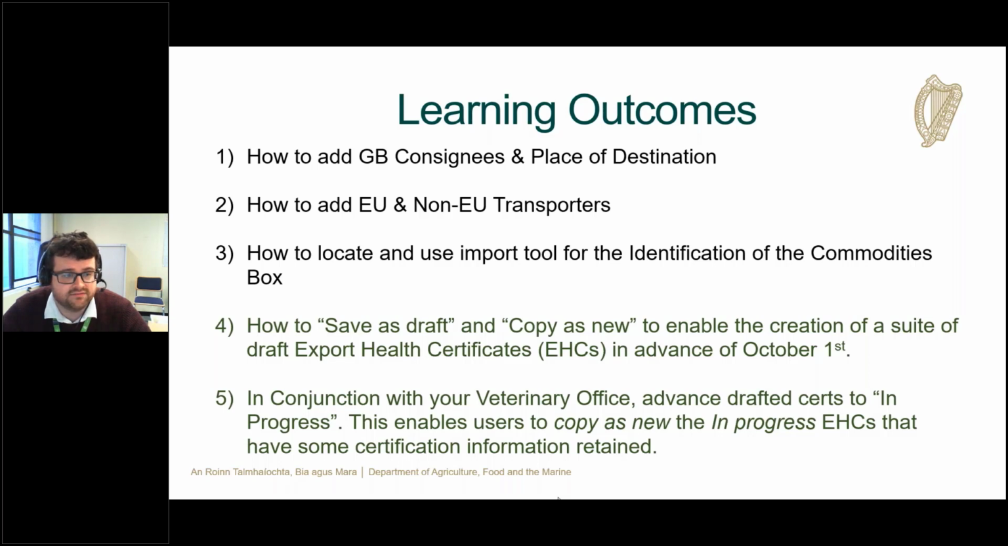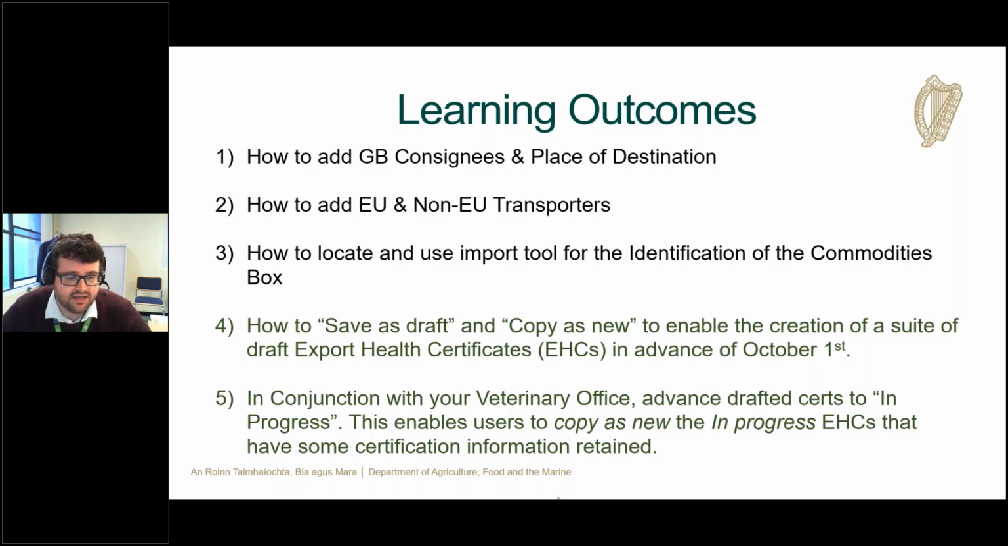So the first thing that I'd like you to take for today is how to add GB consignees and places of destination. The second thing is how you can add your Irish or EU transporters and your non-EU transporters. And the third thing that I'd like to take you through on the live traces side today is how to locate and use the import tool. The import tool is particularly useful if you're uploading a number of commodities to the traces site.